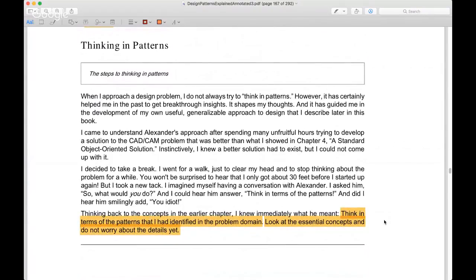So when he started using this technique, he doesn't always try to think in patterns.